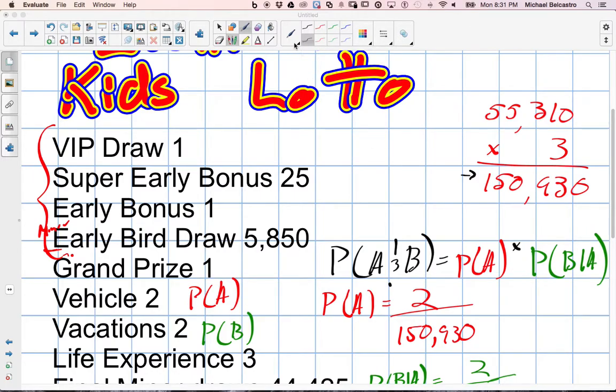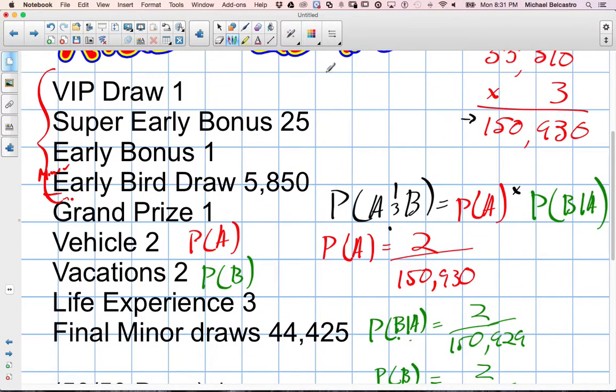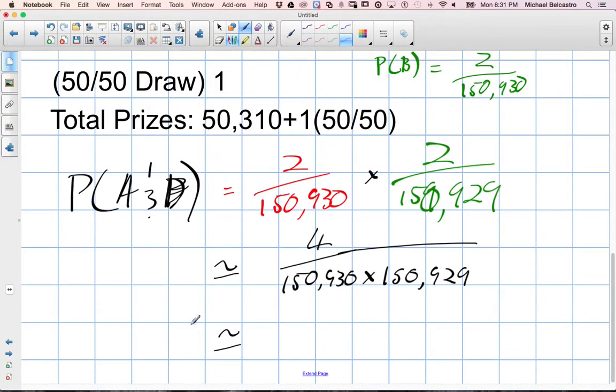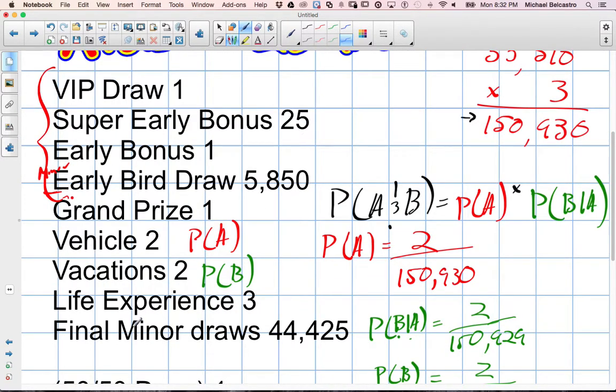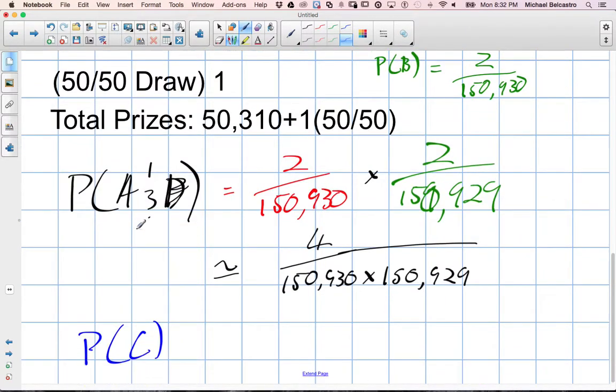Let's just say, okay, now I want to talk about this idea of a dependent event. What if I say probability of A? I'm going to erase this here. We'll have a new thing. All right, we'll call it probability C. Let's say probability of C is winning the grand prize. So winning the grand prize, there's only one grand prize, so it's a 1 in 150,930 chance. And the probability of D is winning a prize.